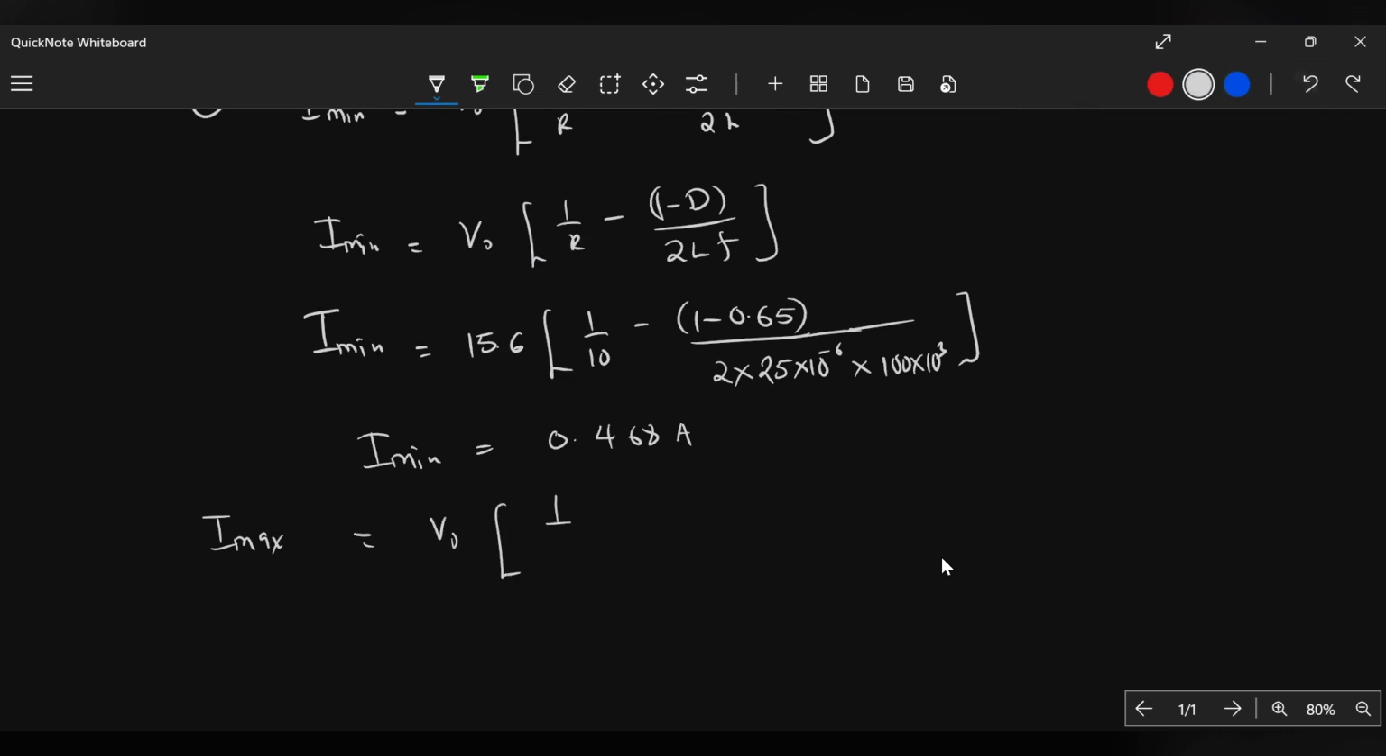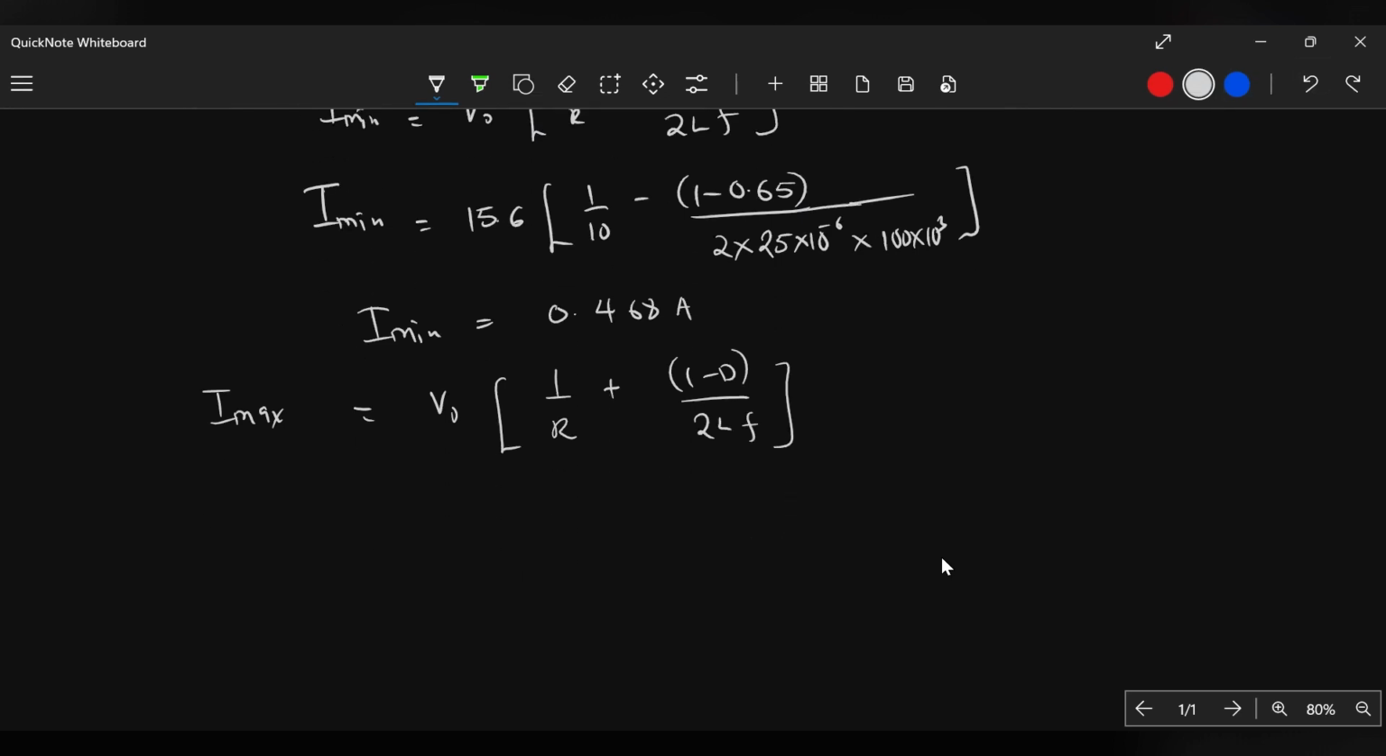This formula is for the buck converter. Don't use it for other choppers, please. It's only applicable to a buck converter. For other choppers, like the boost converter or buck-boost converter, you find that the formula used to calculate the maximum and minimum current will be different.